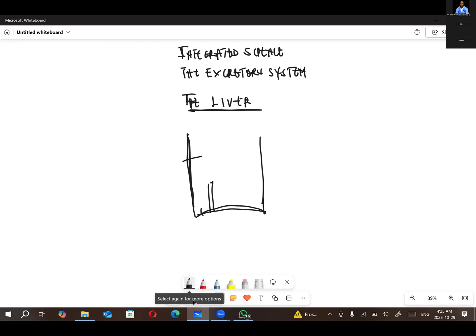Now, the liver conducts a lot of functions. In fact, we say it's the metabolic hub, because that's where all processes of metabolism happen. We spoke about metabolism at the beginning of the lecture. So we're going to look at a lot of functions of the liver.